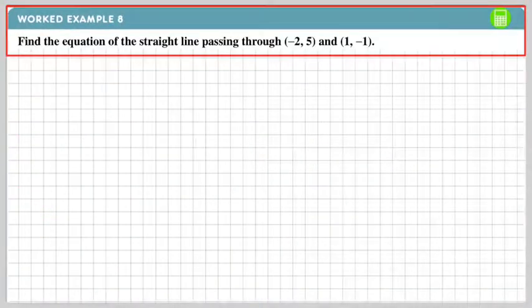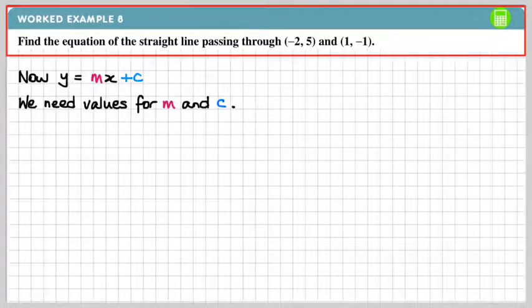Okay, no visuals this time, just a couple of points. Well, look, it's just as easy. It's just a slightly different technique. We know that's our formula. That's what we've got to get. We've got to get m and c. Now, that's no problem, don't panic.